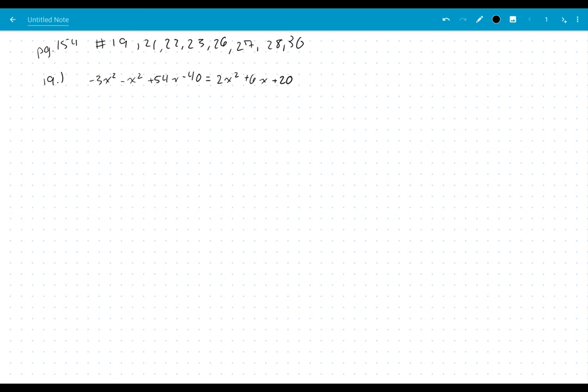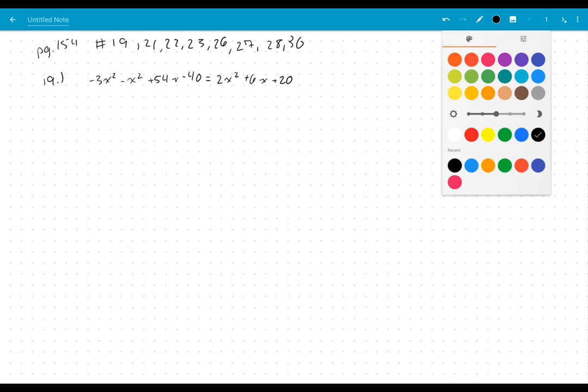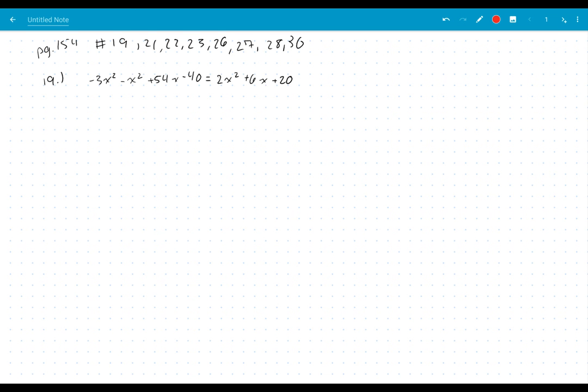Now, what we're trying to find is, we have two polynomial functions, and we're trying to find the points where they intersect with each other. And we can do that just by subtracting one from the other and then finding the zeros. That's the easiest way to do it. So what we're going to do is subtract 2x squared and subtract 6x and subtract 20 from both sides.